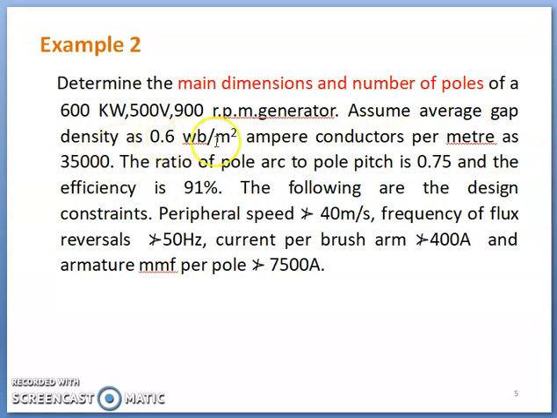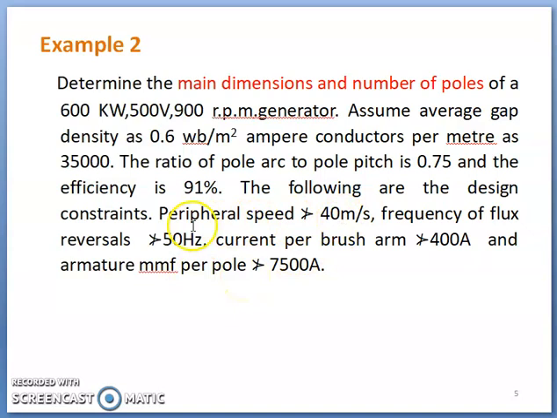Here B average and AC are clearly mentioned. B average is 0.6 Weber per meter square and AC is 35,000, efficiency is given as 91%, and ratio of pole arc to pole pitch is 0.75. And for this machine some design constraints are given. Design constraints like peripheral speed, frequency of flux reversal, current per brush arm, and armature mmf per pole are given.